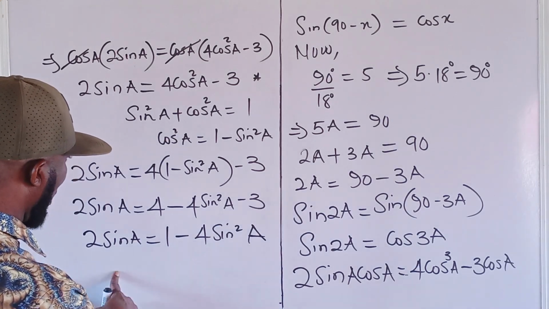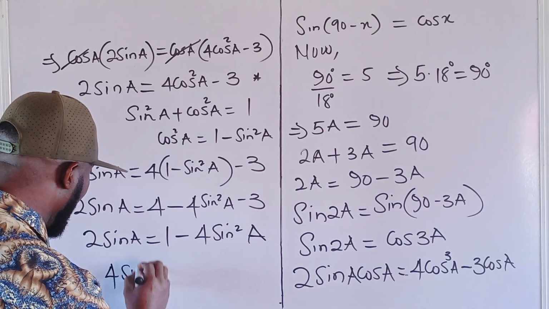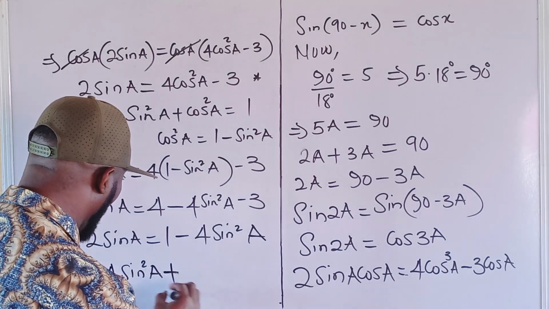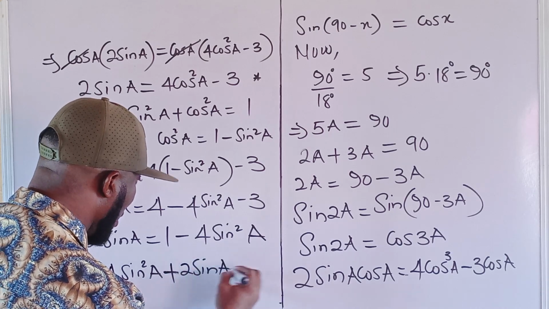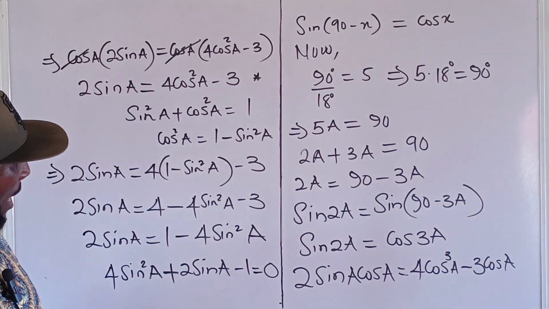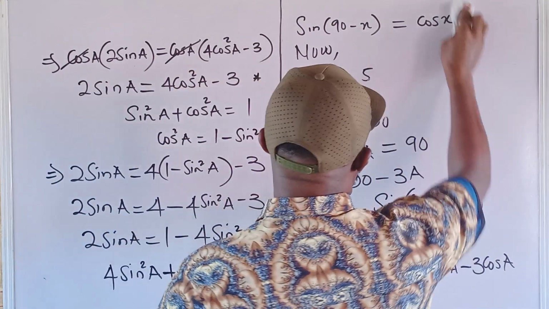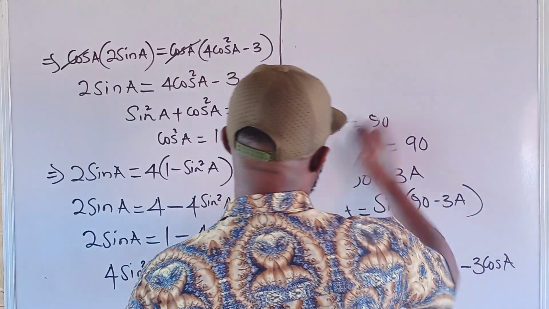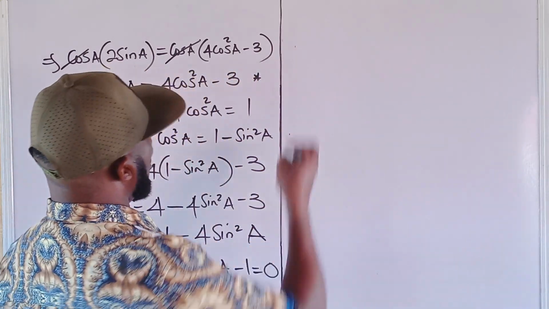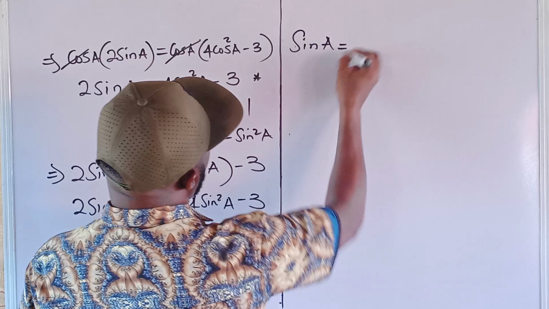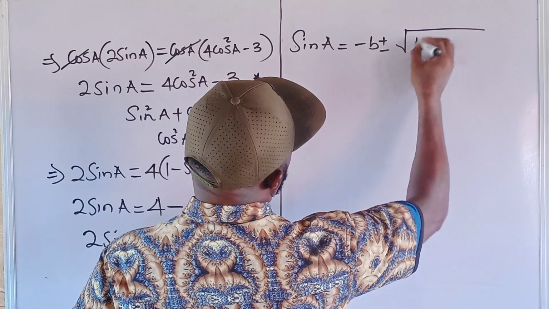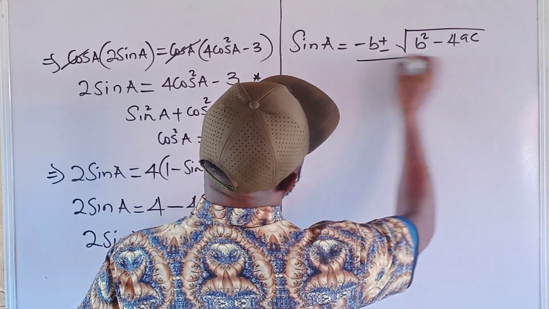So I will rearrange this equation. It becomes 4 sine squared A plus 2 sine A minus 1, everything equal to 0. So I can then use the quadratic formula to take care of this. So sine of angle A will be negative b plus or minus the square root of b squared minus 4ac, all over 2a.